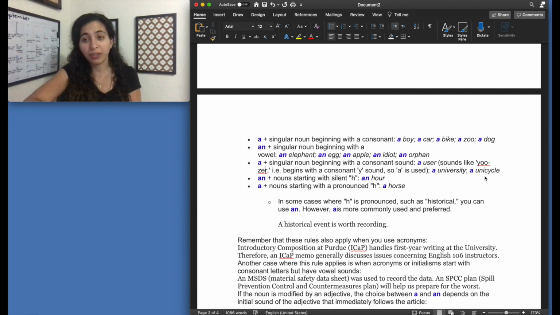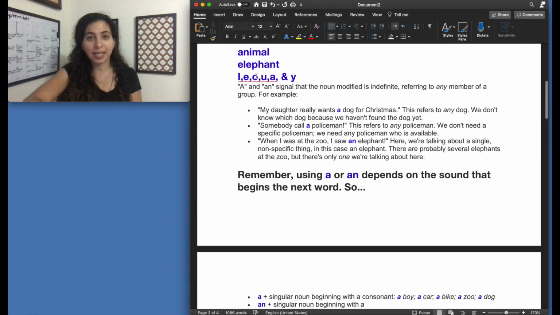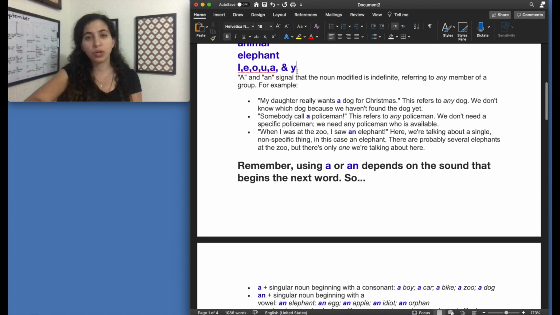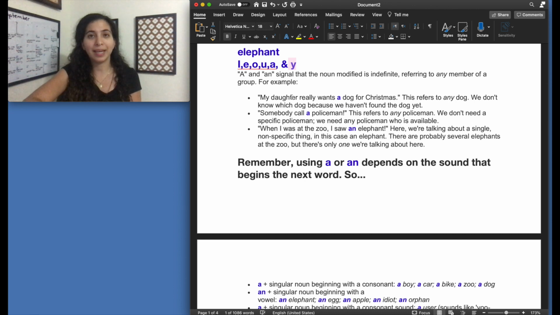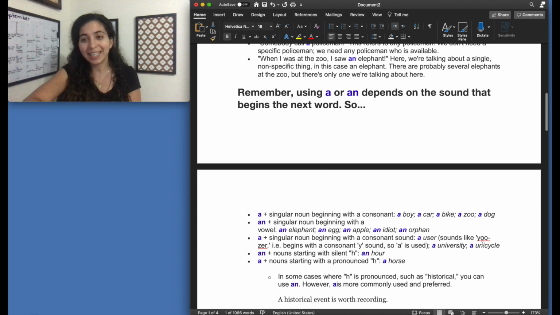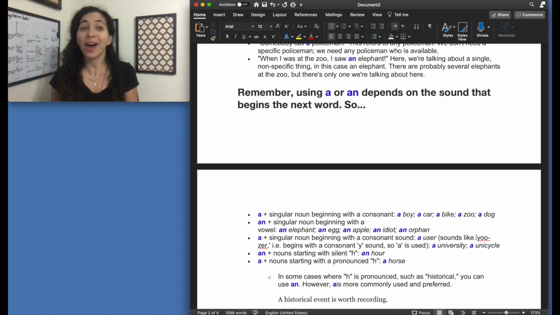A university, a unicycle. The thing is, here we said that we put an with Y, and Y is a vowel sometimes. So Y is one of those weird ones, okay? So if it sounds like E or an I, it would be considered a vowel. Here it doesn't sound like I, right? It sounds like you, zer, which sounds like you. I don't know if I'm making sense. I hope I'm making sense. But if not, then feel free to ask. So that's that.